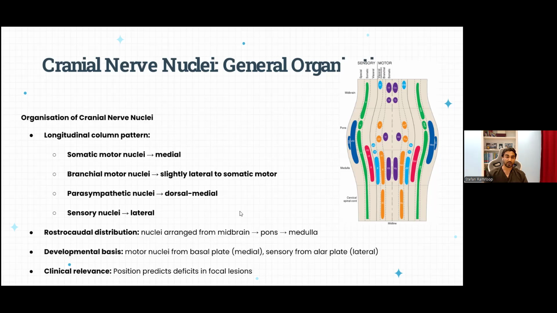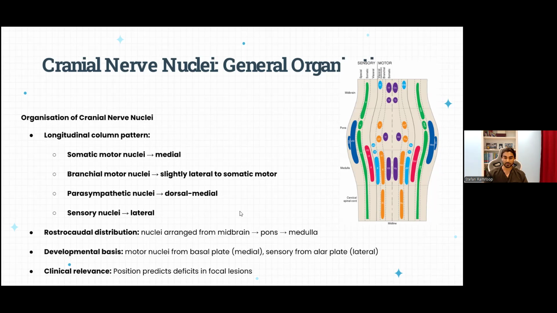So structures derived from your basal plate end up medial and become your motor nuclei. Structures derived from the alar plate are displaced laterally and form your sensory nuclei. So this gives us four major functional columns. One, your somatic motor nuclei, which are the most medial, including nuclei like 3, 4, 6, and 12. And their medial position explains why medial brainstem lesions often present with isolated somatic motor cranial nerve palsies combined with corticospinal tract signs.